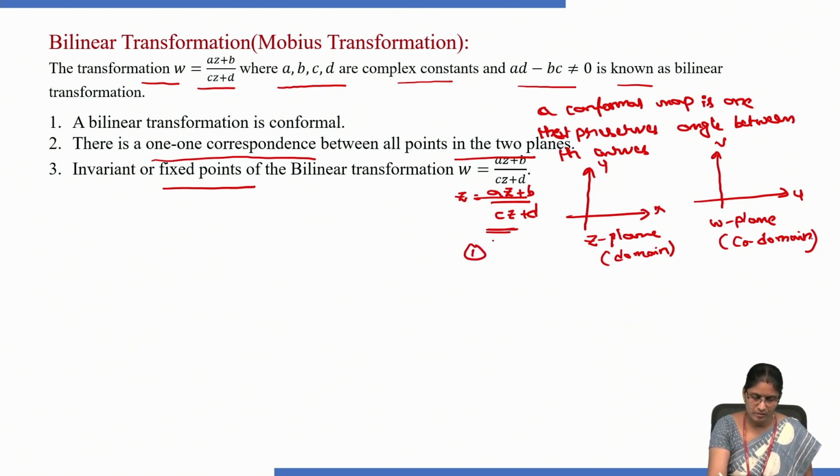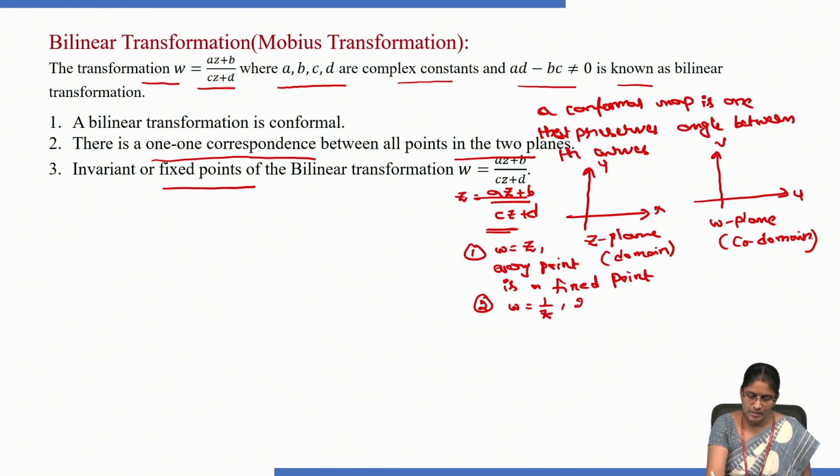So first point that we have to discuss under fixed points is, if suppose it is the identity function W is equal to Z. Here every point is a fixed point. Next, take another transformation, that is W is equal to 1 by Z. W is equal to 1 by Z has two fixed points.